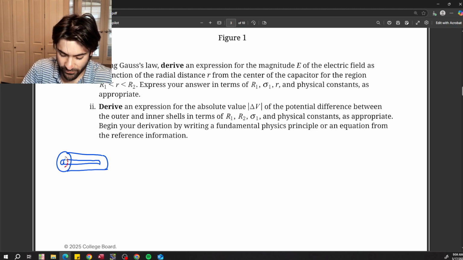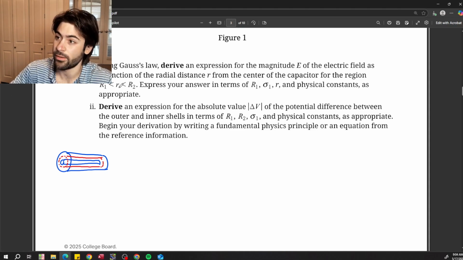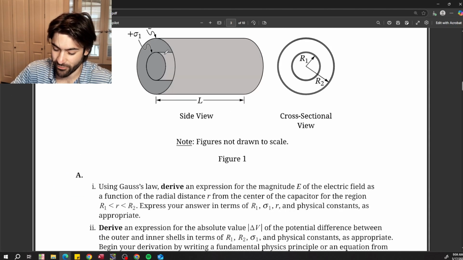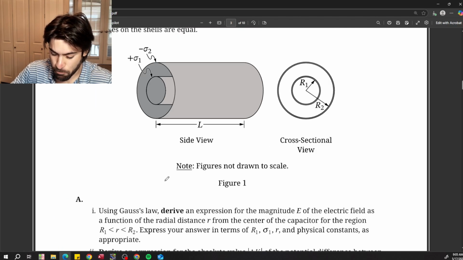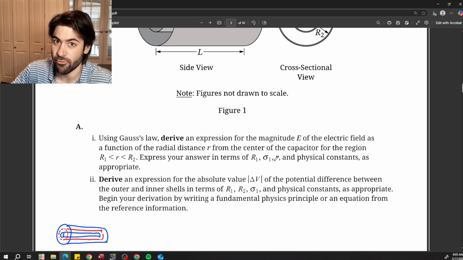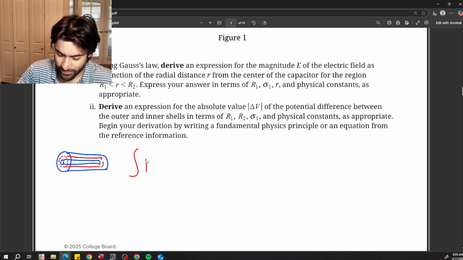Our Gaussian surface will be drawn essentially to be a cylinder that is between these two, right? The radius, little r, is between the inner and outer radius of the coax cable. And so the only charge that will be contained inside is based on the positive sigma 1, which is why they're telling you to express that in your answer. Now, what does Gauss's law say? Gauss's law says the integral of E dot dA is equal to the charge inside over epsilon naught.